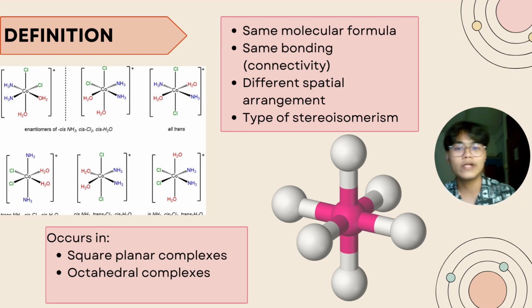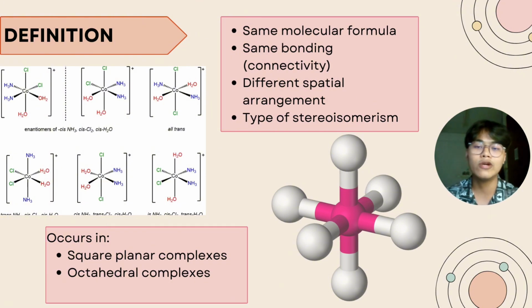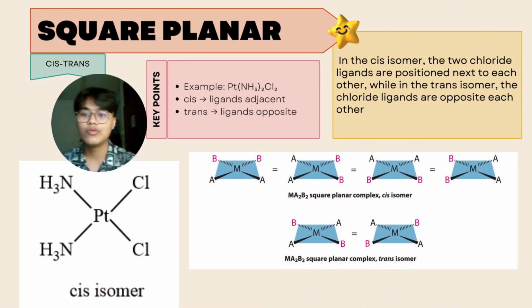This type of isomerism is classified as stereoisomerism. Other than that, it mainly occurs in square planar and octahedral complexes because this geometry allows ligands to occupy different relative positions. Next, we move on to the square planar cis and trans. For square planar complexes, geometrical isomerism occurs as a cis-trans isomerism.